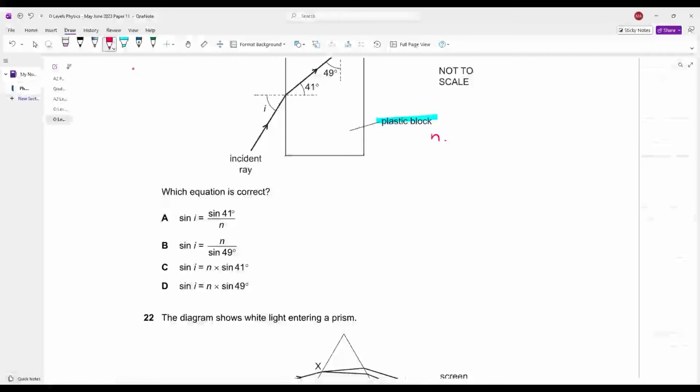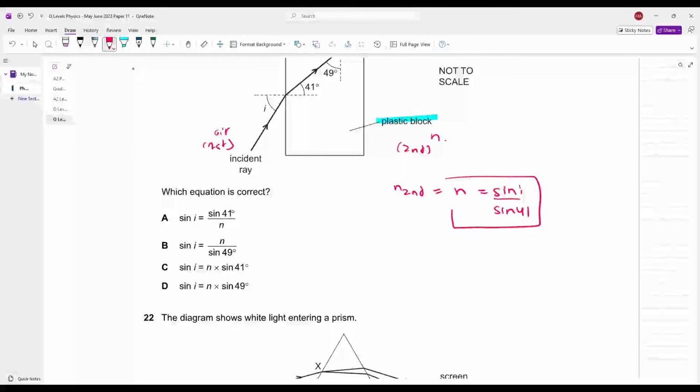If you realize, air is your first medium यहाँ पे, plastic is your second medium यहाँ पे. This is your angle of incidence. This is your angle of refraction. You have to calculate the refractive index of plastic. That is the refractive index of second medium. You will say sine of I divided by sine of 41. क्या ऐसा कोई आंसर बन रहा है? I think there is an answer like this. One second.